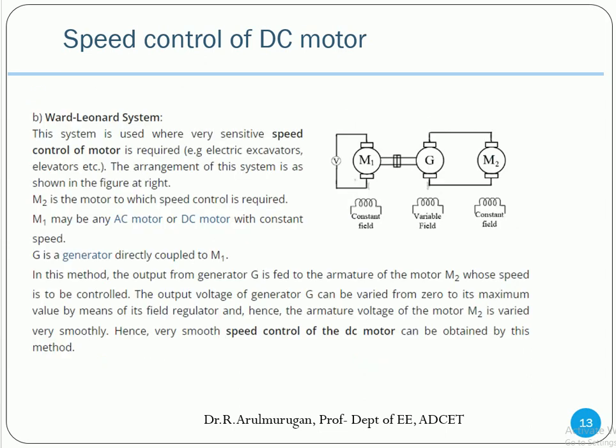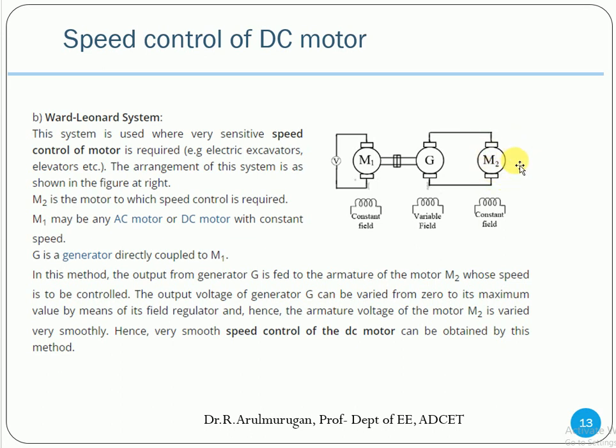And one more topic in the speed control methods is called the Ward-Leonard speed control method. This diagram represents the Ward-Leonard speed control method. In industry, you will use this method. Our main aim is about M2. M2 is the motor we need to speed control.